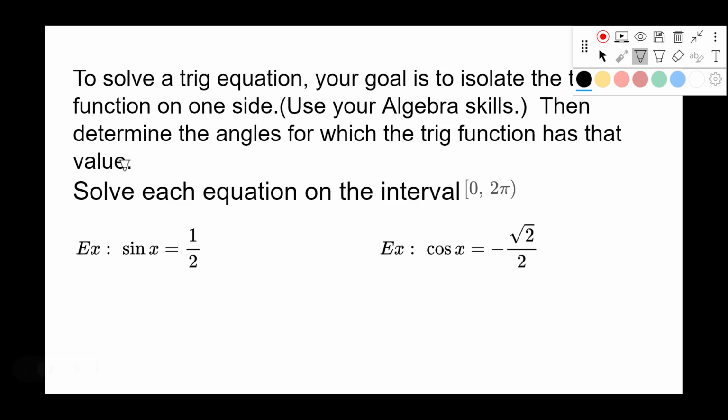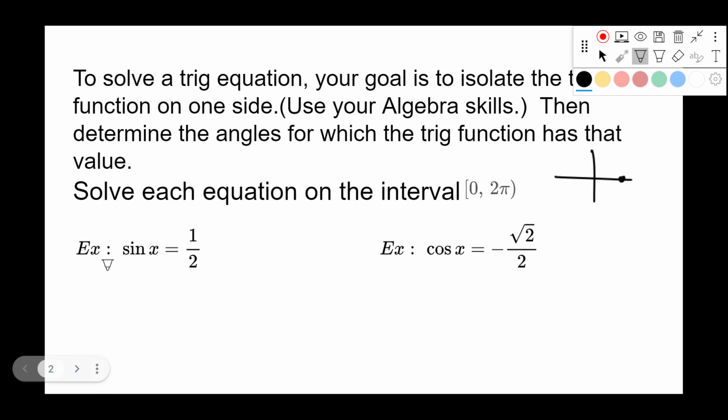Now, we're going to solve each equation on the interval 0 to 2 pi. 0 gets a bracket, it's included. 2 pi does not, which means that if you get any answers right at this point for your variable, the answer to this problem is 0, not 2 pi. 0 is included, 2 pi is not. So that's how we're going to do this.